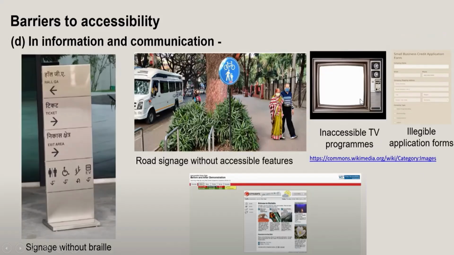Inaccessible TV programs, due to low coverage or any other reason. Then illegible application forms. Sometimes we observed there are no particular guidelines on how to fill any particular website application forms in accessible websites also.